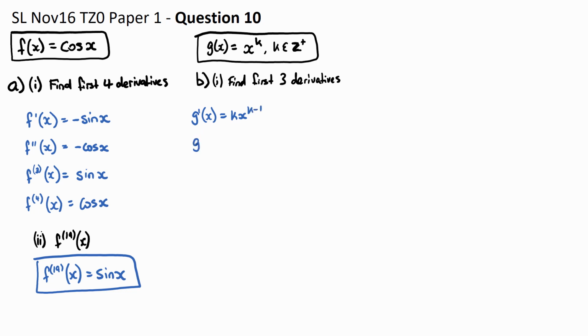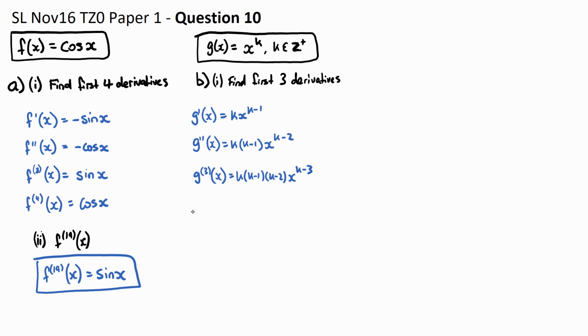Okay, now the second derivative, we would bring the power down again and multiply it by whatever's already at the front. So it'll be k now multiplied by k minus 1, x, and we reduce the power by 1, so it's going to be k minus 2. And our third derivative, once again, we bring this power down, so it'll be k at the front, k minus 1 at the front, k minus 2, x, and we reduce the power by 1, which will be to the power of k minus 3. Okay, so we have our first three derivatives.